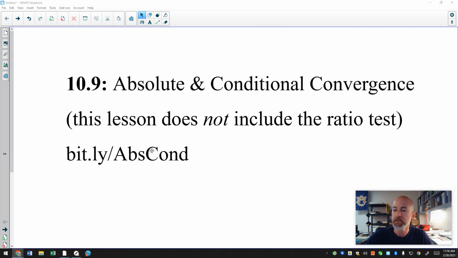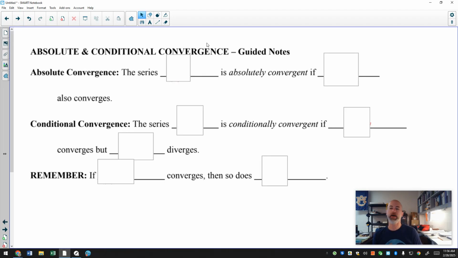It is case sensitive. Abscond, it's also a word, abscond. Isn't that neat? Like I did absolute and conditional, but I spelled a real word. Ha!